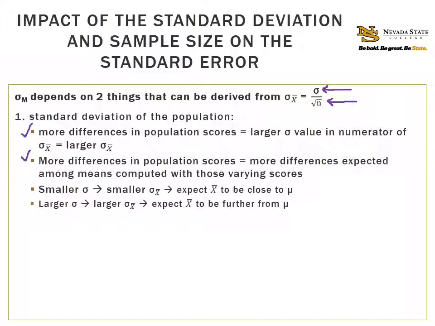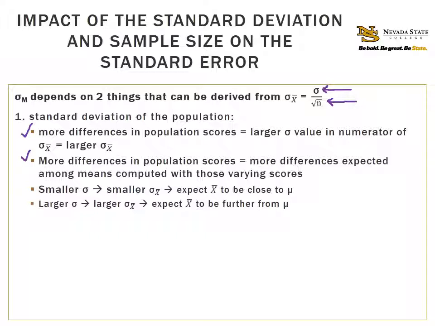So let's think about this in a practical example. If you're measuring the salary of Walmart cashiers, you would expect to have less variability or differences in salaries than if you were measuring the salary of all Walmart employees. Cashiers have the same position. There's going to be less variability in their salaries. But if you look at the salary of all Walmart employees, it's going to be all over the place, big differences. So the standard deviation for salaries of Walmart cashiers would be smaller than the standard deviation of salaries for all Walmart employees.